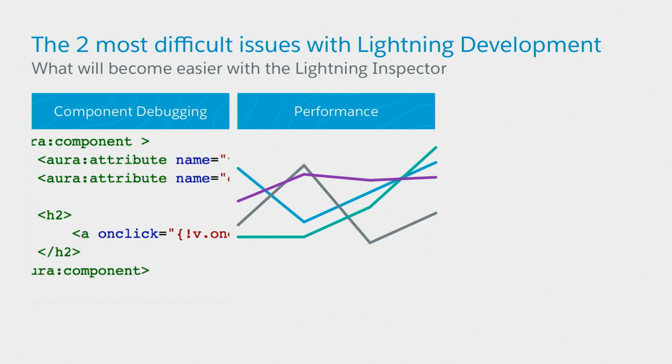Obviously, there are two of the biggest issues in Lightning development. I'm working on one of the others. If you just saw the Lightning Component Builder, the IDE, that's one of the other ones I'm working on. But for runtime in particular, component debugging is particularly hard. At runtime, we don't expose a lot of information to you, and that's obviously what the inspector is really good at.